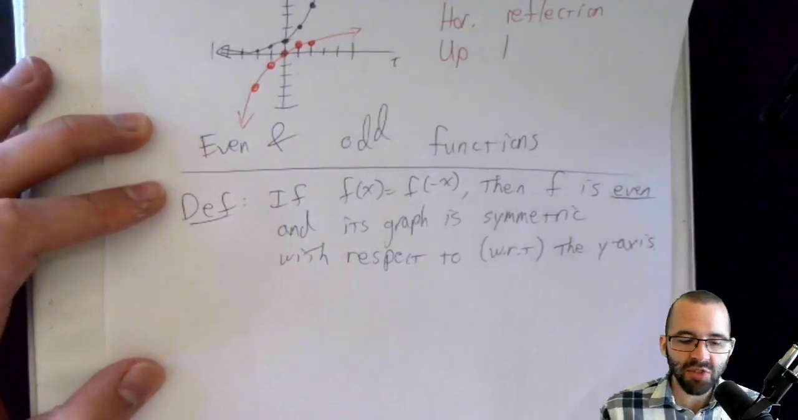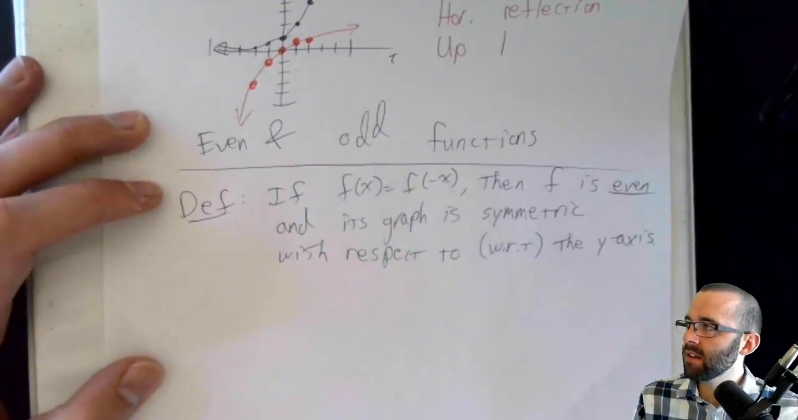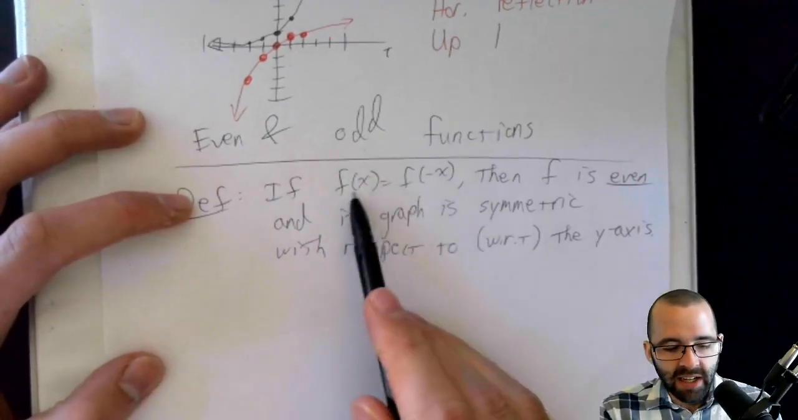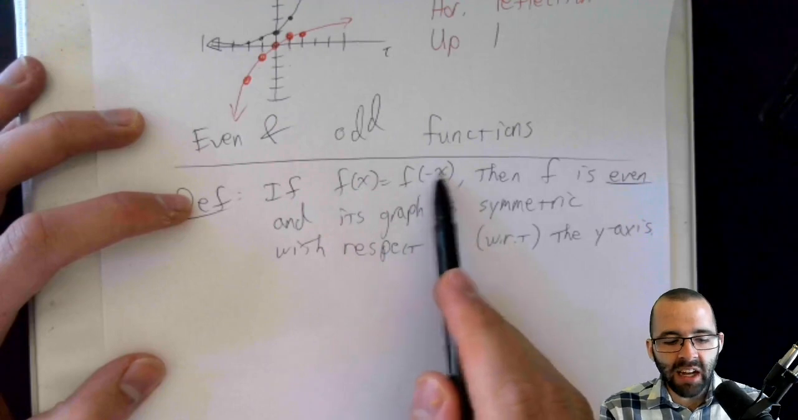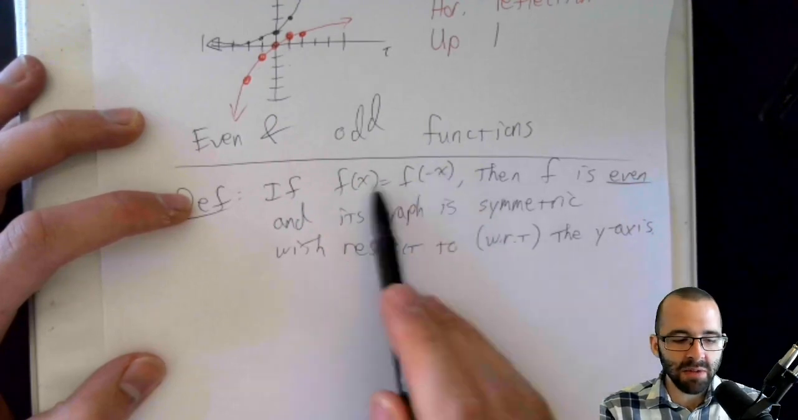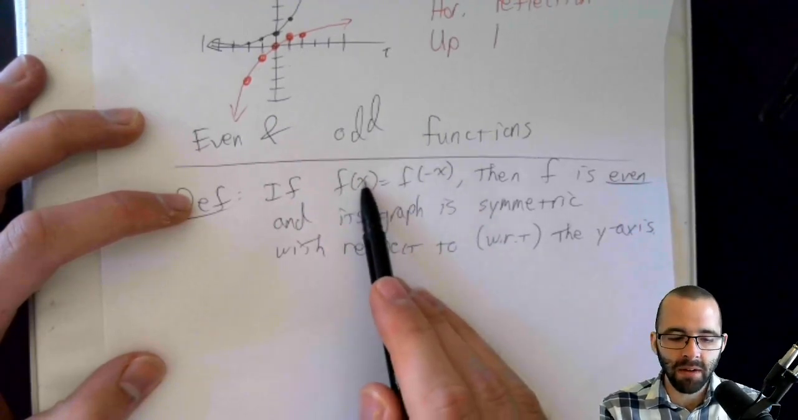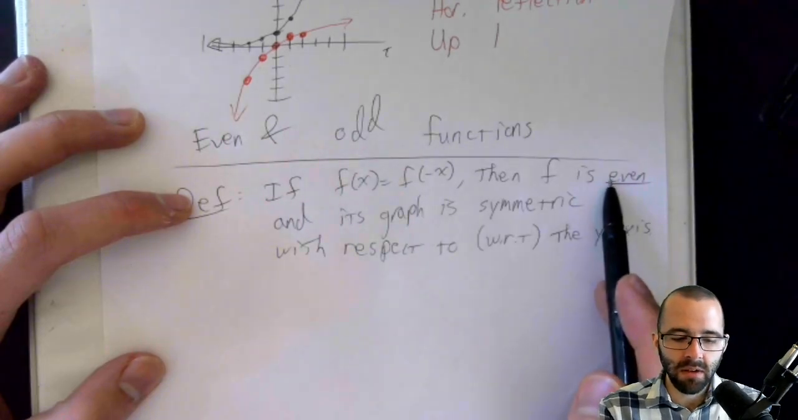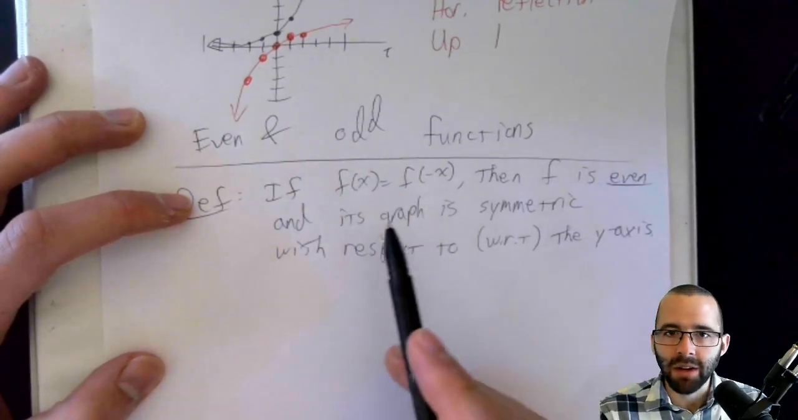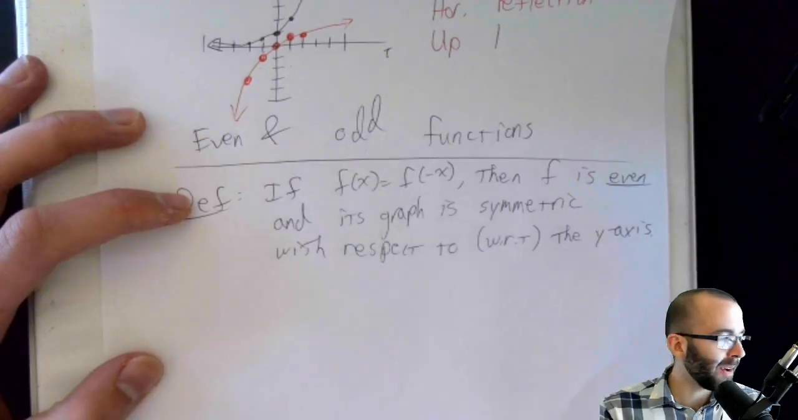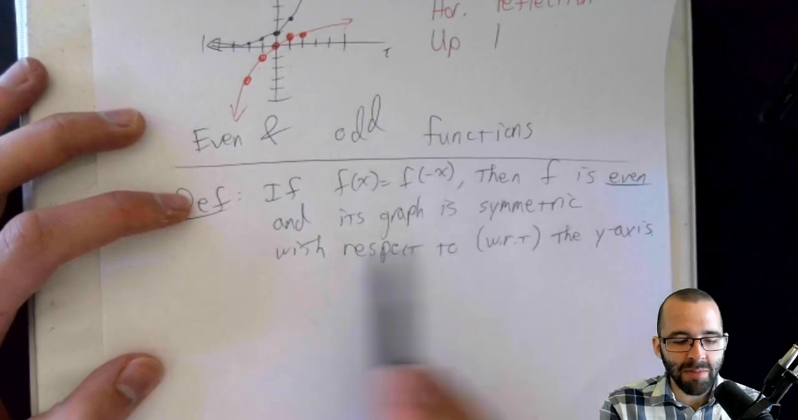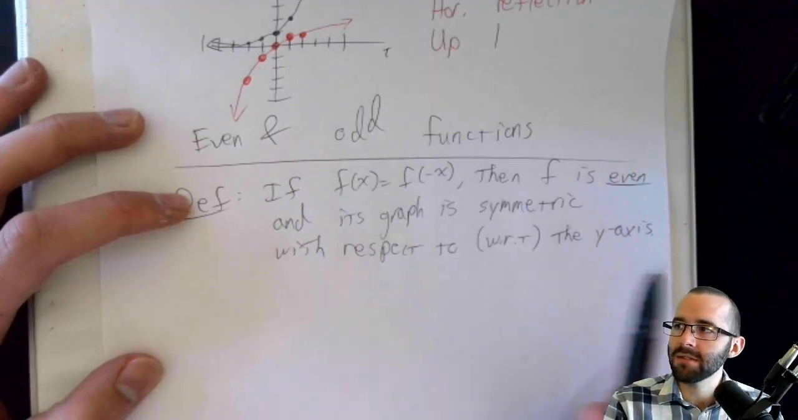So there's two ways of checking whether something's even or odd. This is a double definition. If plugging in a negative number is the same as plugging in a positive number, then it's even. But say you don't like algebra, God forbid, then you can also check whether the graph is symmetric with respect to the y-axis.